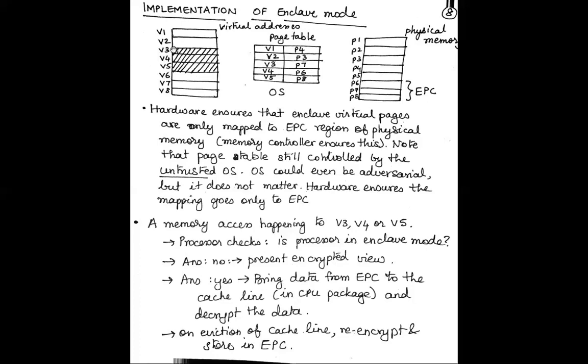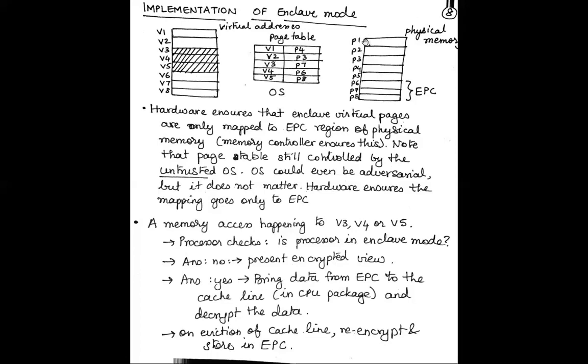So therefore, enclave data can be accessed in the clear by enclave code. And so whenever you finish your computation on that particular cache line, if that cache line has to be evicted, the hardware re-encrypts that cache line and then sends it back to the EPC. So the data is not even going to be traversing in the clear on the memory bus, right?